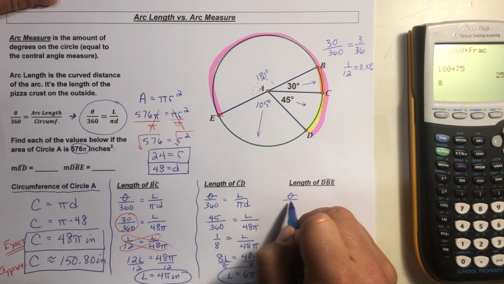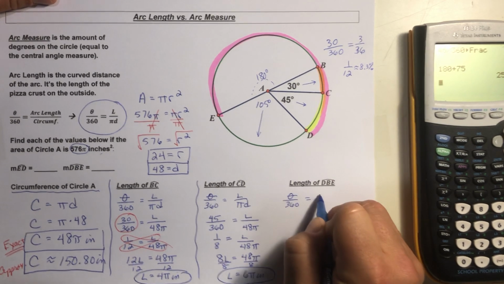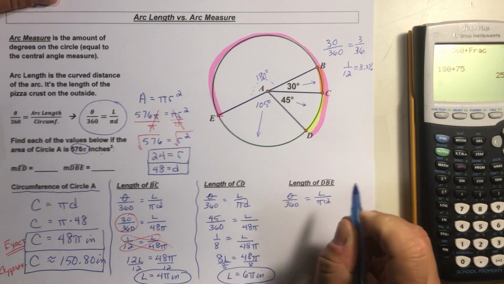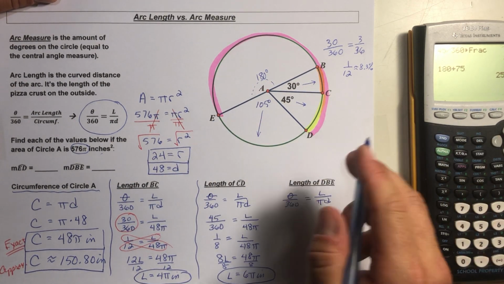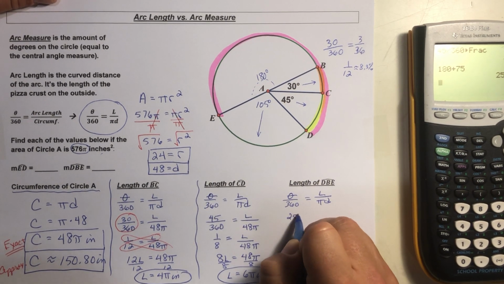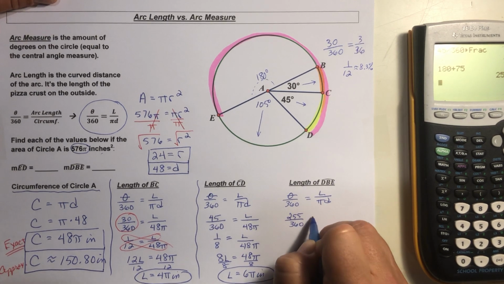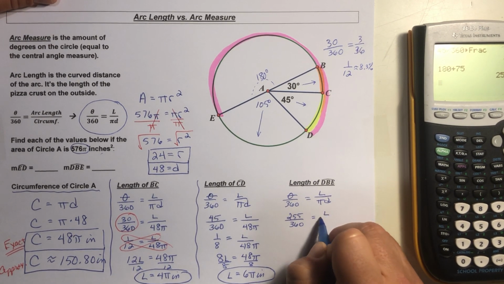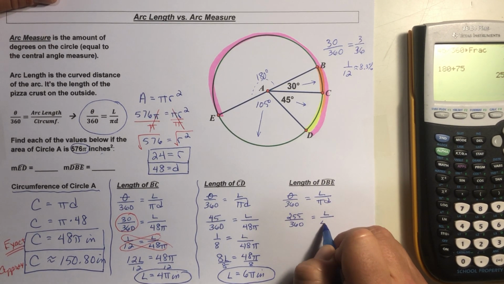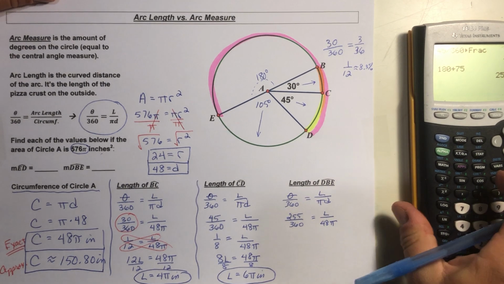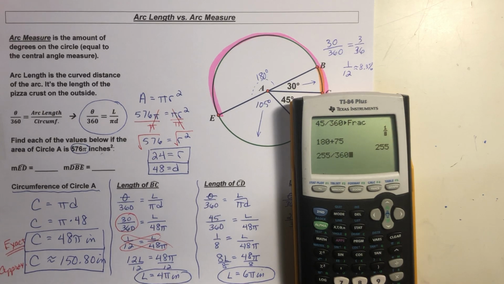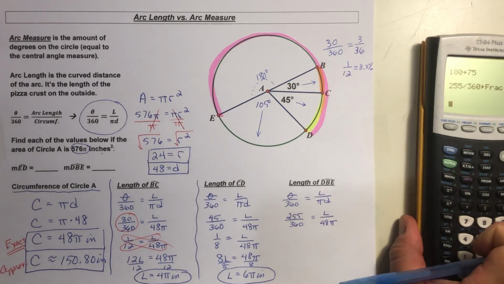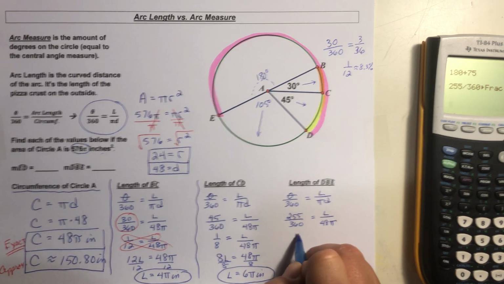So again, theta is to 360 as L is to pi d. Our theta is big, all right? It's most of the circle, 255 out of 360 equals arc length, which we're looking for, over 48 pi again. Now, I'm not sure if this is going to simplify nicely, but let's give it a shot. 255 divided by 360, math, enter, enter. That's not terrible, right? 17/24. All right, let's see how this works out.